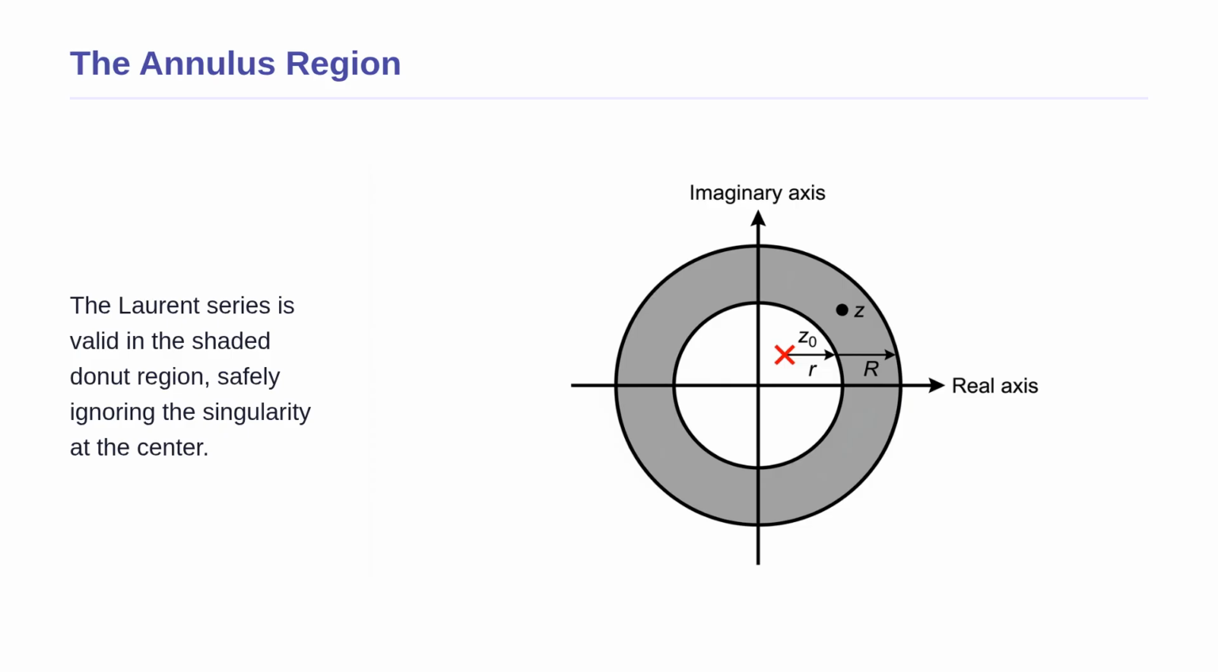This shaded area is the annulus. The Laurent series is only valid for points like z that sit safely inside this shaded region. It completely ignores whatever mathematical chaos is happening at the red x in the center.